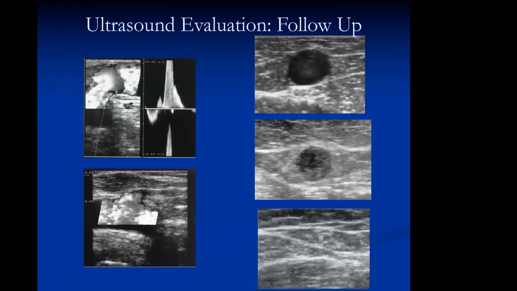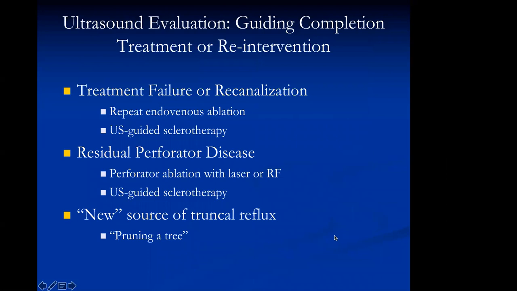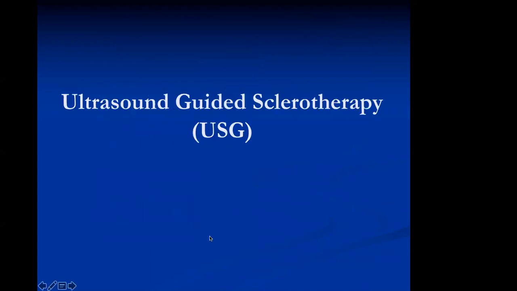Is there reintervention needed? A good example of what the greater saphenous vein looks like dilated on ultrasound prior to treatment, following treatment, and then a year out where the body has almost completely resorbed it. So we look for new sources of trunk reflux. Oftentimes treating varicose veins is like pruning a tree. We'll treat the greater saphenous vein and the lesser saphenous vein. Some of the accessory saphenous veins may be borderline, but as you treat some of the bigger trunks, you'll realize those need to be treated as well.